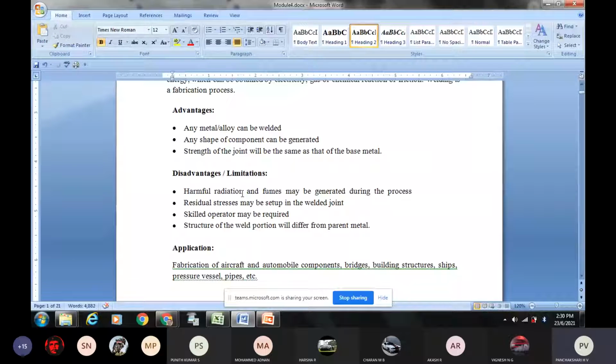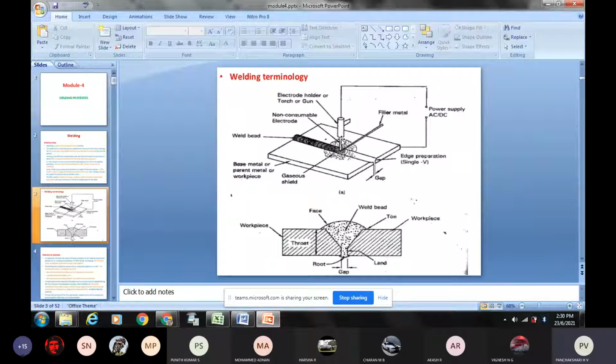The structure of the weld portion will differ from the parent metal. I will show this with the help of this diagram. See here, this is the diagram of welding. This presentation is also available in your Teams file section, and you can download it. These are the two metals: this is one metal part and this is the other metal part. We need to join these two metal parts, so this is the welding process we have adopted. This is called the joint.